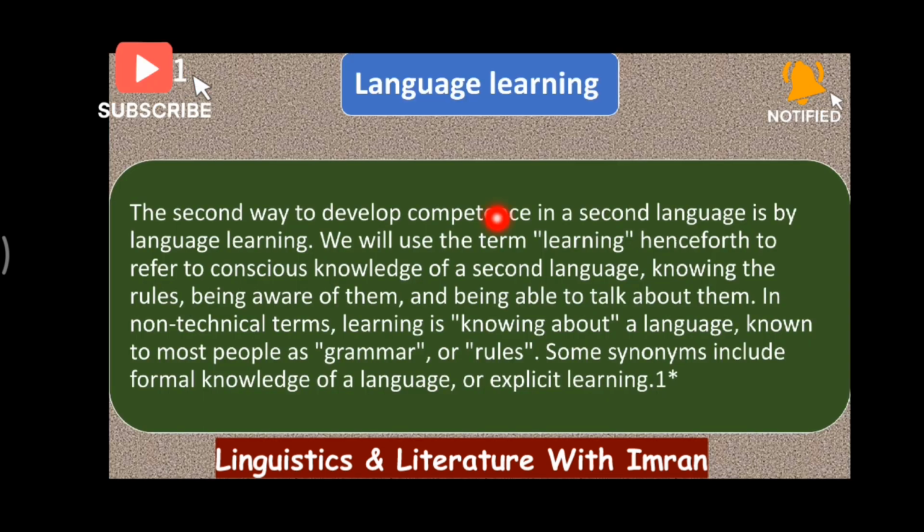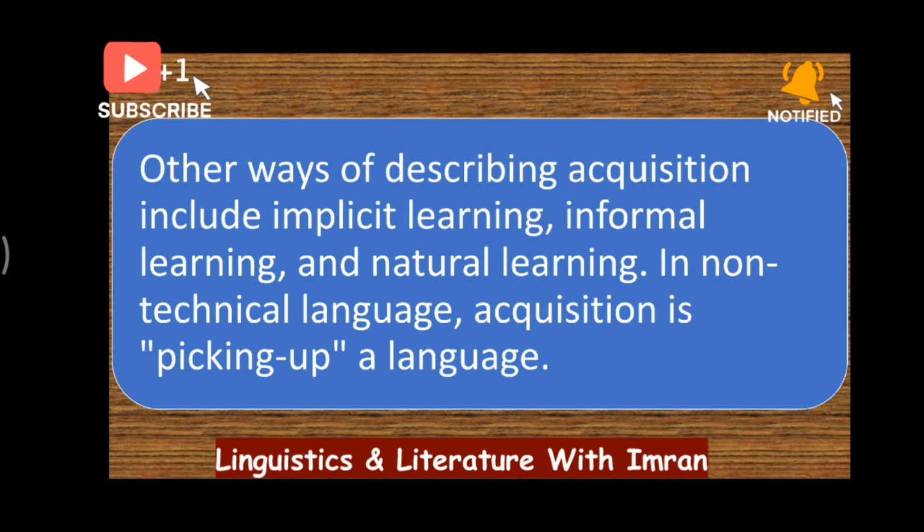Now, we have language learning. So that was language acquisition. What is language acquisition? Implicit learning, informal learning, natural learning, or picking up a language. And when you pick up a language unconsciously or subconsciously, without knowing the rules of a language, or you are not aware of the rules of a language, but you speak a language, right? So you acquire a language through a subconscious process. Fine. So this would be language acquisition.